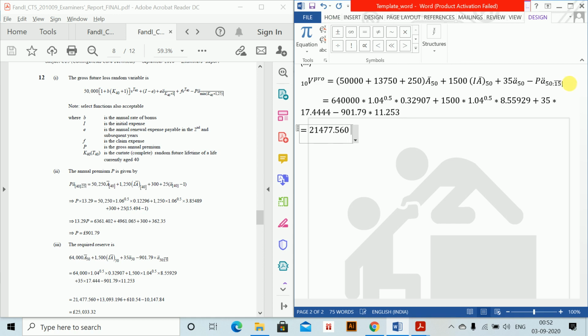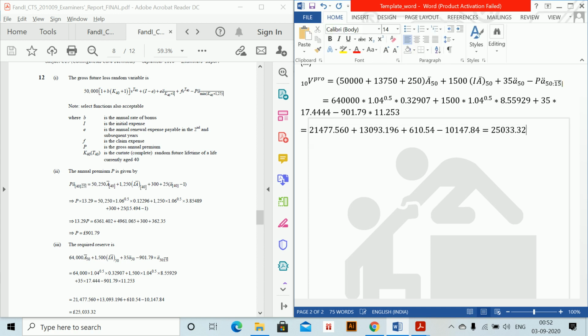21477.560 plus 13093.196 plus 610.54 minus 10147.84, which is equals to 25033.32. Okay, so this is there how you calculate reserves.